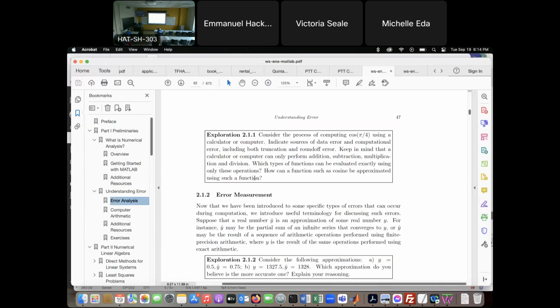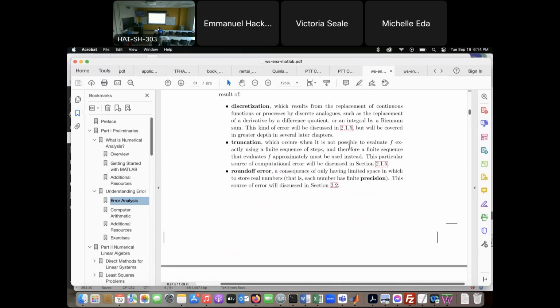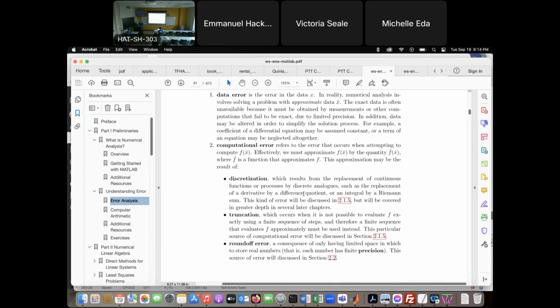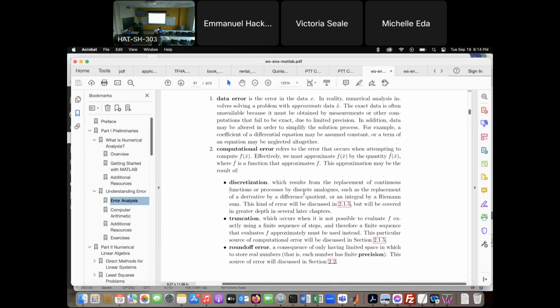All right, so considering cosine pi over 4, yep. So this is testing your knowledge of data error and computational error. And keep in mind that computational error breaks down into these three subcategories, which I'll point out when reading the concept check quiz.